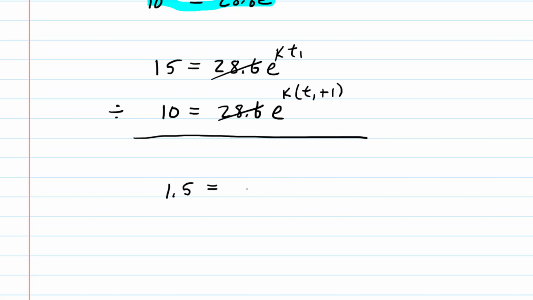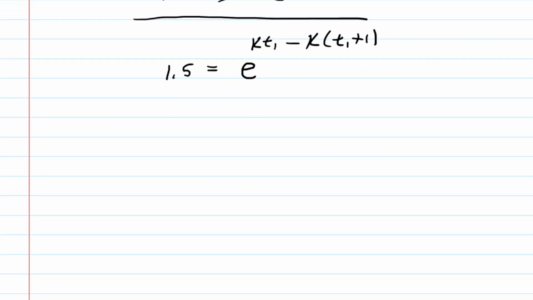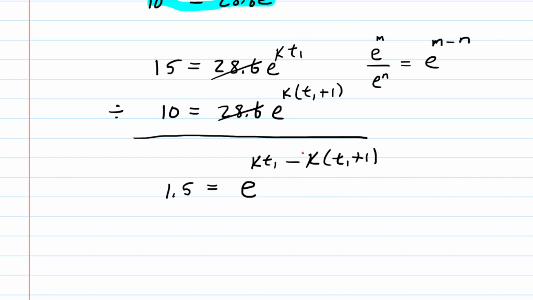And now we have to be careful because we are dividing these two exponential terms. Just another rule to keep in mind: when you're dividing e to the power of m by e to the power of n, you would have e to the power of m minus n. So in other words, on the right-hand side, we're going to have e to the power of k times t sub 1 minus k times the quantity t sub 1 plus 1.